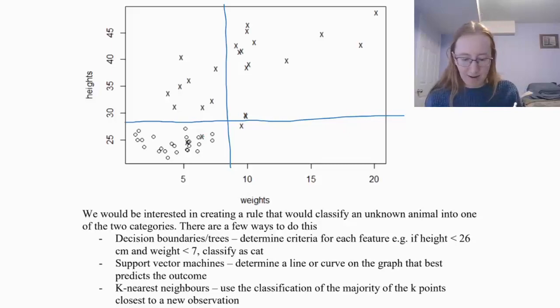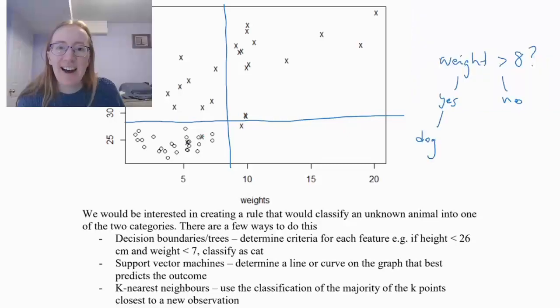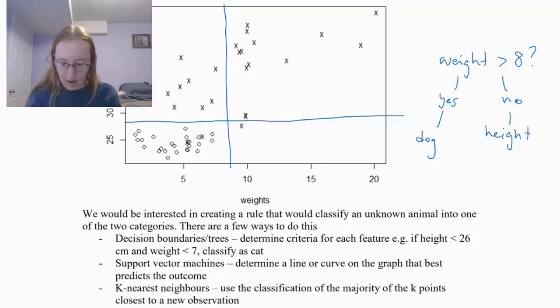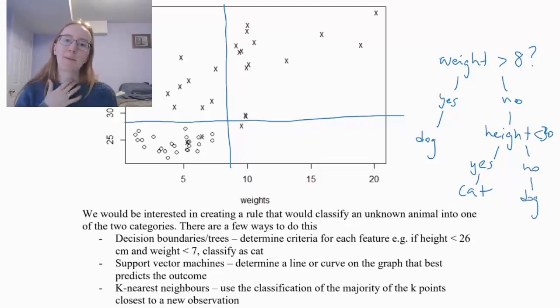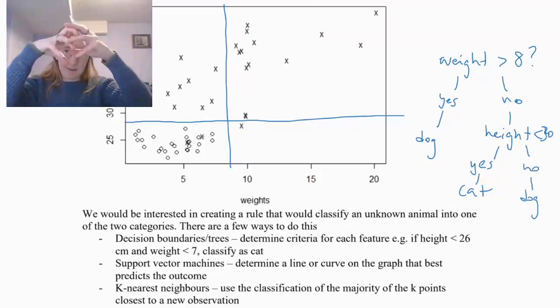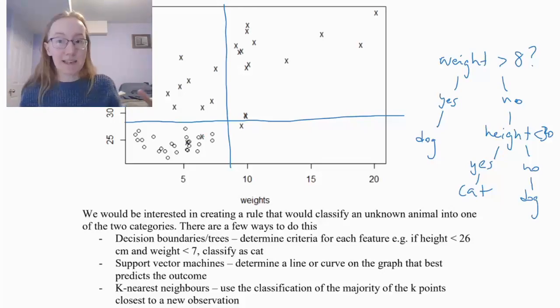So we have these values here, and you could say, all right, if the weight is over 8 kilograms, then yes, it's a dog. If no, then we don't know for sure, so we have to ask another question. Is the height under 30 centimeters? If yes, then it's a cat. And if no, then it's a dog. So that's sometimes called a decision tree, where there's basically a question, and then based on that, you have a classification and possibly additional questions.